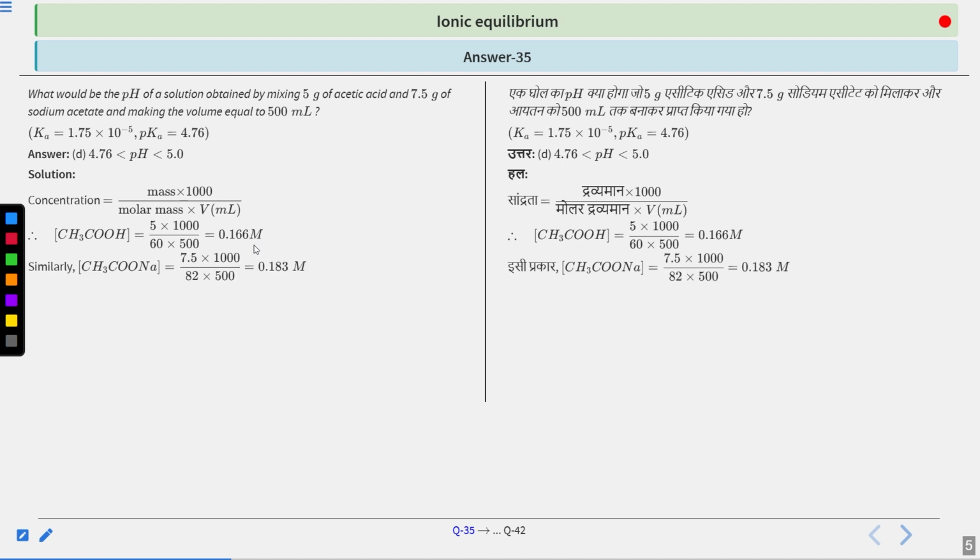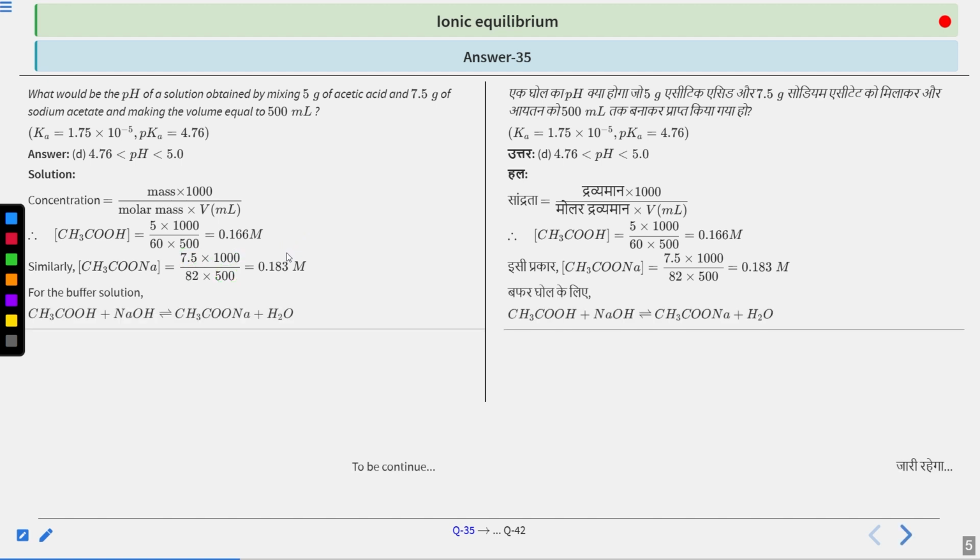Similarly, we can calculate the concentration of the sodium acetate by putting the mass of sodium acetate divided by the molar mass of sodium acetate, divided by the volume of the solution in liter. Since volume is given in milliliter, we multiply by 1000 by 500 to give us 0.183 molar. So we got the concentration of the salt and the concentration of the acid.